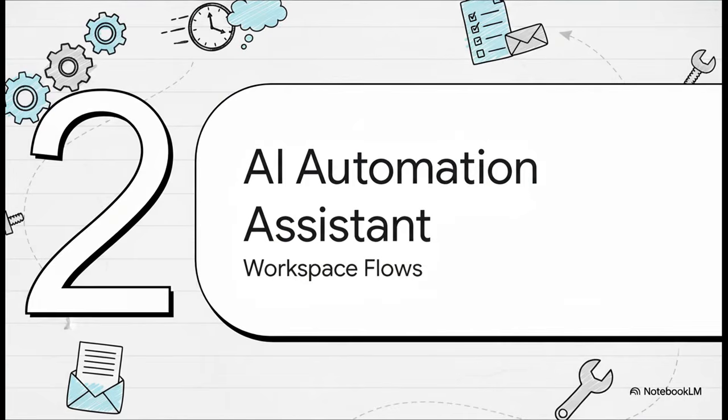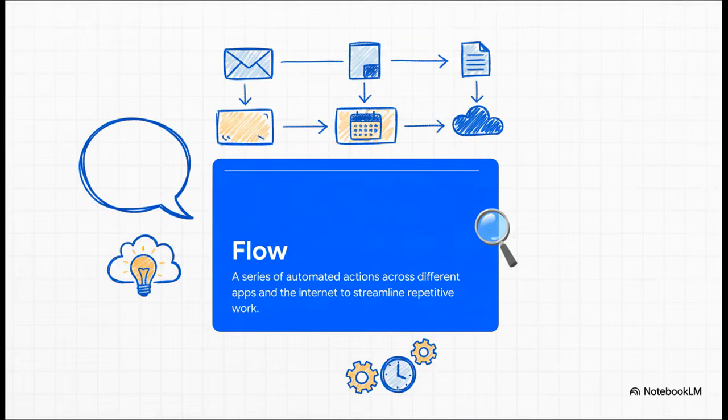Okay, so let's talk about the solution. Imagine having a personal AI assistant that's built specifically to handle these kinds of jobs for you. Well, that's pretty much exactly what Google Workspace Flows is designed to be. At the very heart of this tool is something they call a flow. And honestly, the best way to think about a flow is like it's a custom recipe. You're the chef, and you're telling your assistant precisely what to do, step by step, across all your different apps to get a specific task done, all on its own.